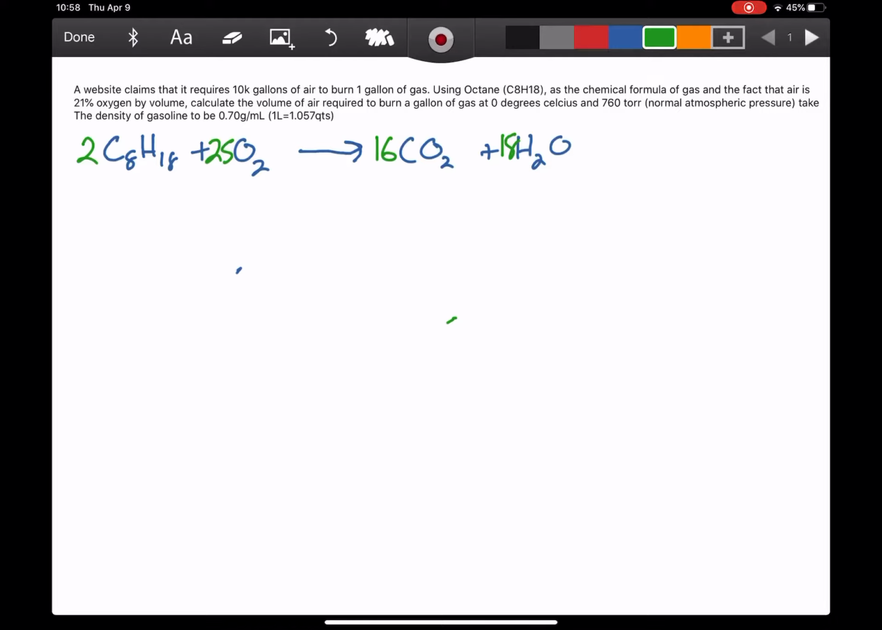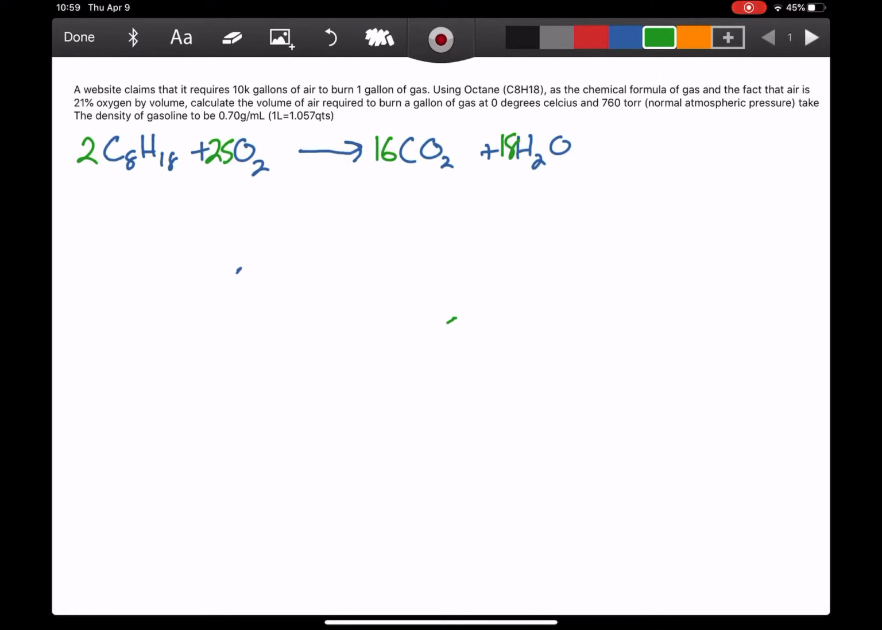So the question reads that a website claims it requires 10,000 gallons of air to burn 1 gallon of gas. Using octane as their chemical formula, C8H18, and the fact that air is 21% oxygen by volume, find the volume of air required to burn a gallon of gas at 0 degrees Celsius and 760 torr, which is normal atmospheric pressure. Take the density of gasoline to be 0.7 grams per milliliter. And we are given one conversion here, which is 1 liter is equal to 1.057 quarts. So in this particular question, we are given a balanced chemical equation, which is good.